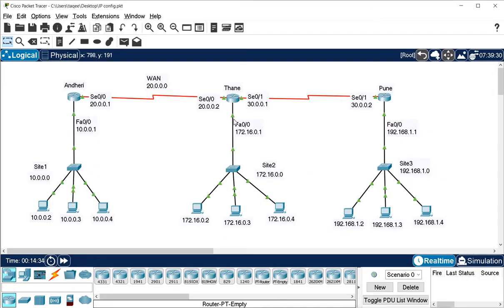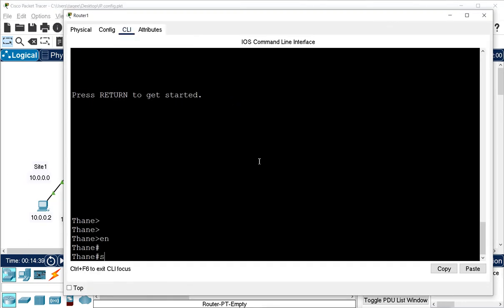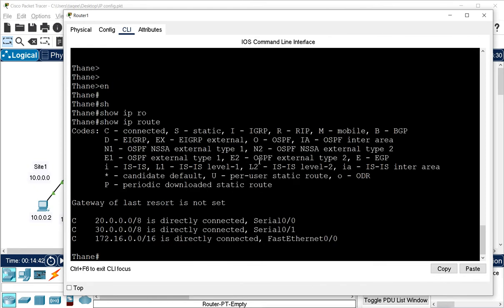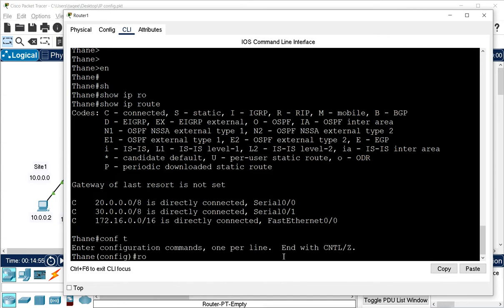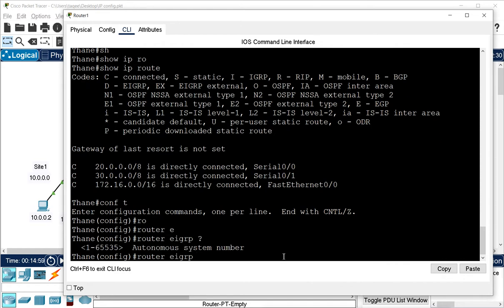Now I can go to the other router here. In this router, when I check show ip route, it shows that these three networks are connected, and no routing is configured here either. So I want to configure the routing, so I will go to config mode, again router EIGRP. Now this time remember, you have to give the same autonomous number that you gave in the first router. You have to give the same autonomous number for every router within your routing domain, within your autonomous system. So I will give 10 here.